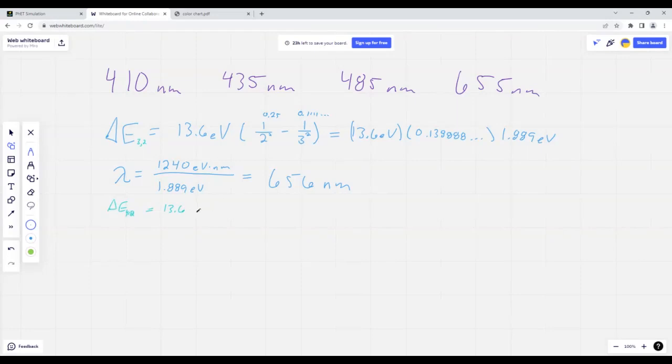Okay, so we would start out the same way, 13.6 electron volts. We're going to have 1 over 2 squared minus 1 over 4 squared. So that's going to turn into 1 over 4, which is 0.25. That's going to turn into 1 over 16, which is 0.0625. And so subtracting those, we're going to have 13.6 electron volts from ground state hydrogen. That's going to be scaled now by 0.1875. So that's going to make this energy release 2.550 electron volts, which we can match to our color chart.